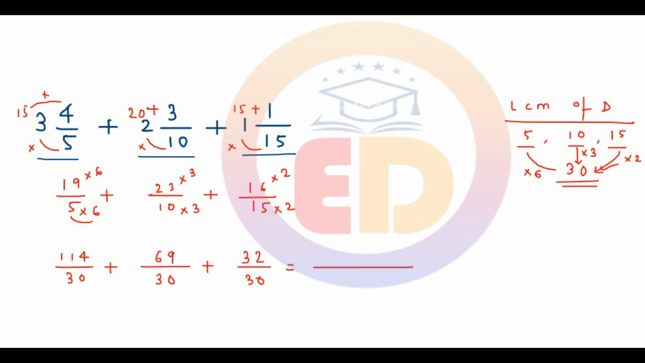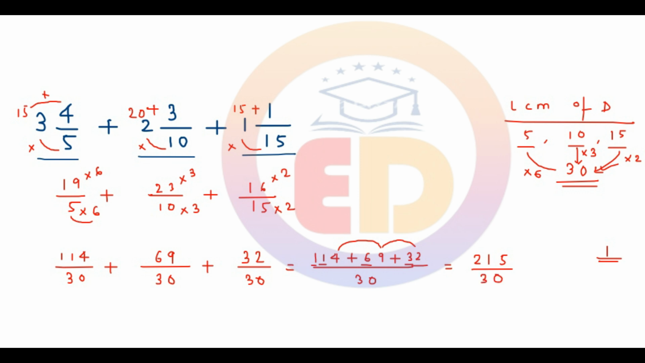The common denominator is 30. So the denominator of the answer will be 30. And let's add the numerator 114 plus 69 plus 32. Let's add the unit places. 4 plus 9 is 13. 13 plus 2 is 15. Write down 5. Carry 1. 1 plus 1 is 2. 2 plus 6 is 8. 8 plus 3 is 11. Write down 1. Carry 1. This is 1 plus 1. This will give me 2. So my numerator is 215 and my denominator is 30.